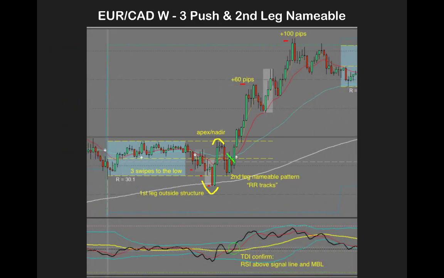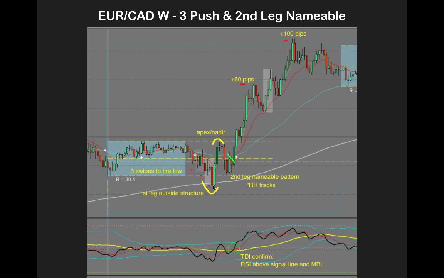Okay, so here we have a Eurocad example. Okay, this is a W, 3 pushes with a second leg nameable pattern. Okay, so this is our Asian session. Okay, this Asian session box there, you can see the accumulation phase. Okay, and then what happens after the Asian session, they break out of the box. They give you 3 swipes to the low, 1, 2, 3. Okay, and then they create this outside structure.